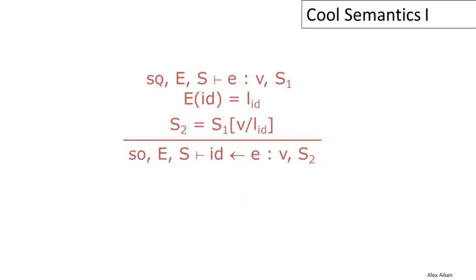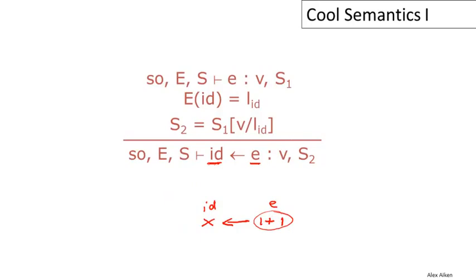Now let's see how a slightly more complicated expression is evaluated, in particular the assignment expression. An assignment consists of two parts: an identifier that is being updated, and an expression that is going to give us the new value. So for example, just to remind you, we might have something like x gets 1 plus 1. So 1 plus 1 here would be the expression e, and x would be the identifier.